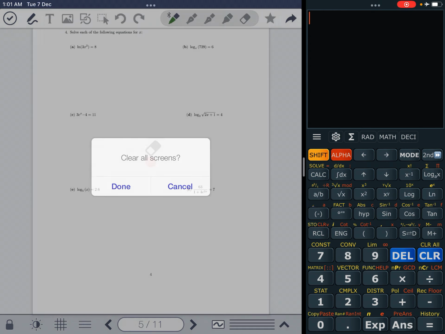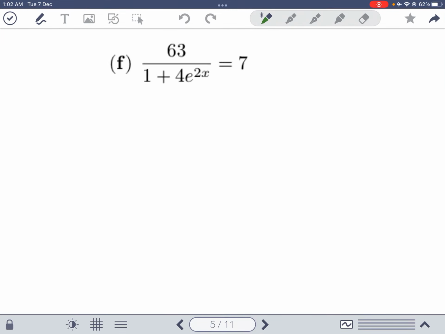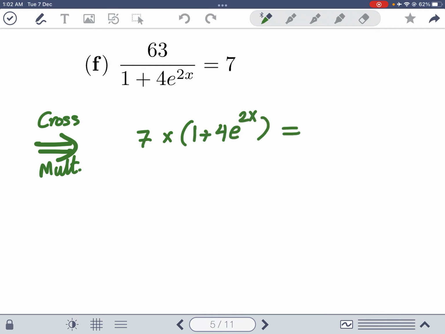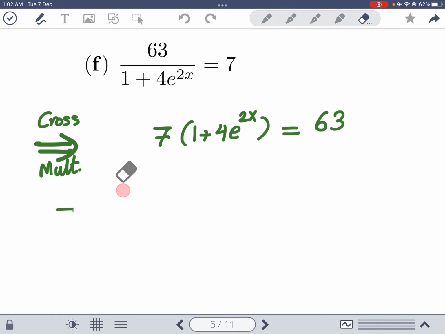And now we go to the last one and see how to solve it. In this case, cross multiply from the beginning. So this cross multiply. Okay, so I'll write it better like this. Cross multiply. You'll get 7 times 1 plus 4e to the 2x equals 63. So this is not an x, it's just times. And now divide by 7 from both sides.